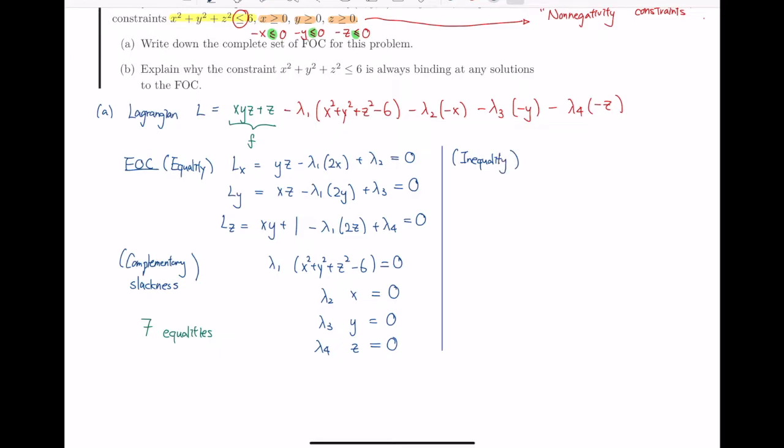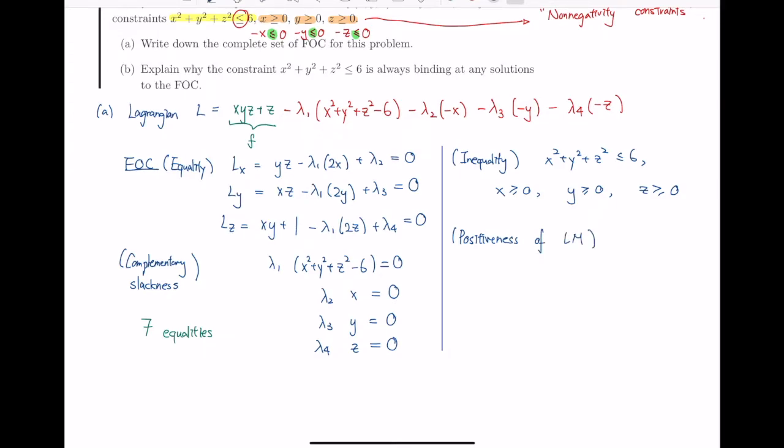Equality basically are the given set of inequality constraints. So they are x squared plus y squared plus z squared less than or equal to 6, and x greater than or equal to 0, y greater than or equal to 0, and z greater than or equal to 0. And then the last one is the positiveness of multipliers, positiveness of the Lagrange multiplier.